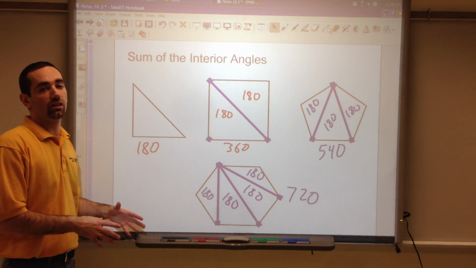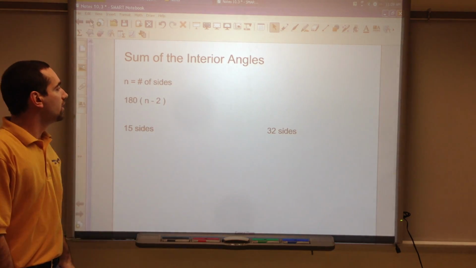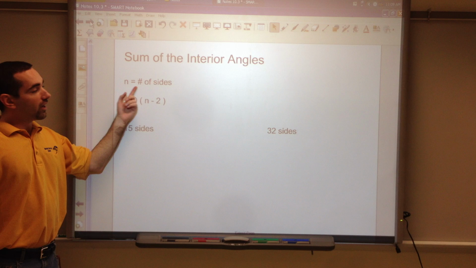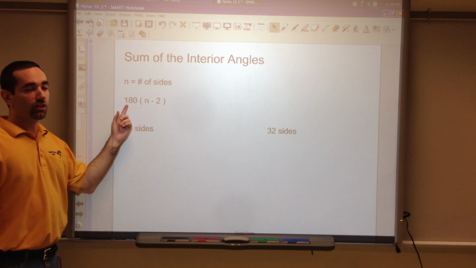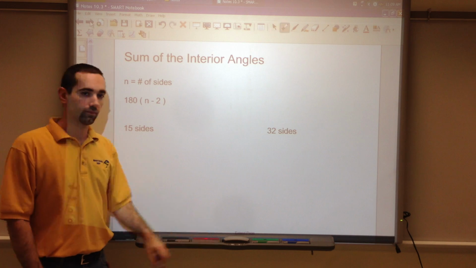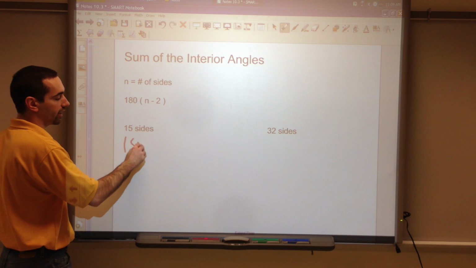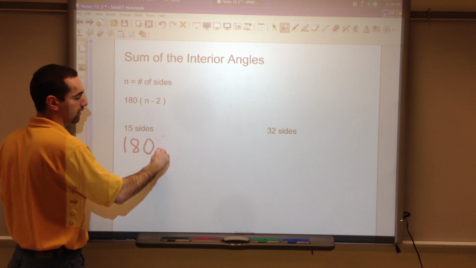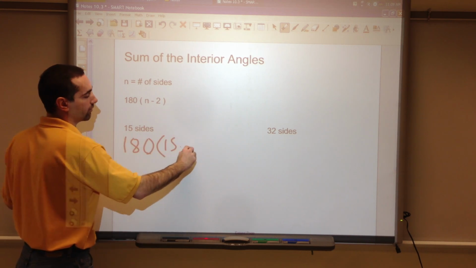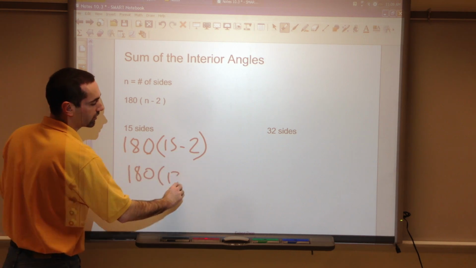There's a formula to make our life easy, so you don't have to count out triangles. And it's the number of sides. Our formula is 180 times n minus 2. So if I have 15 sides, well, how many is that? It's 180 times 15 minus 2. So that's 180 times 13.